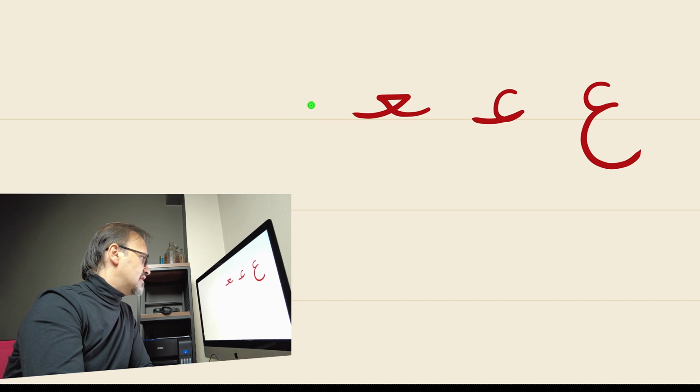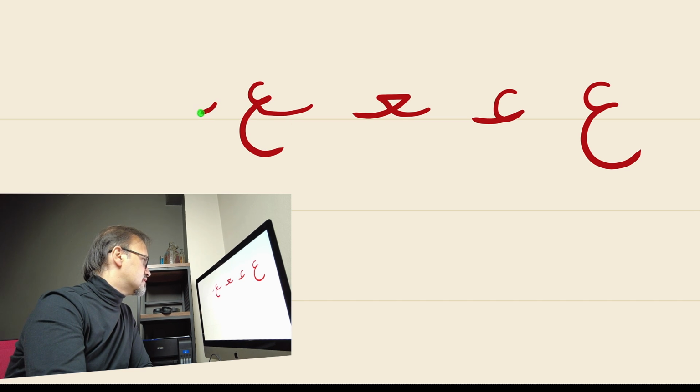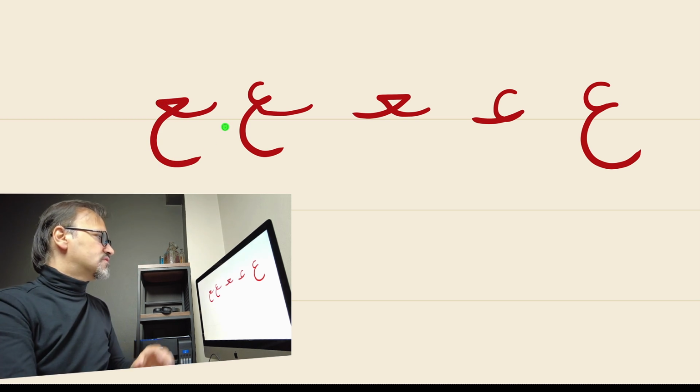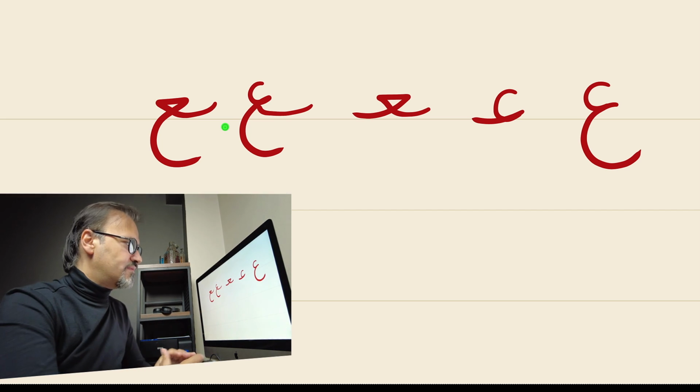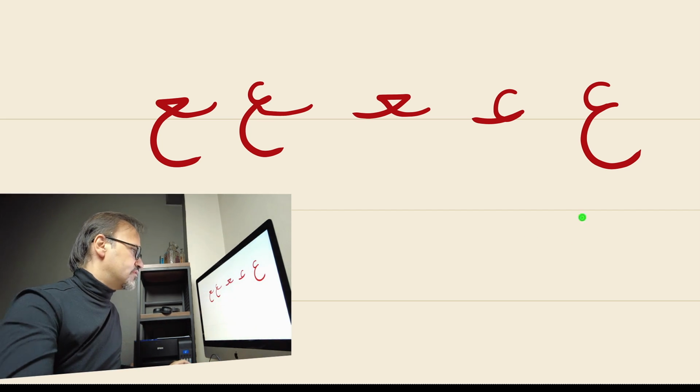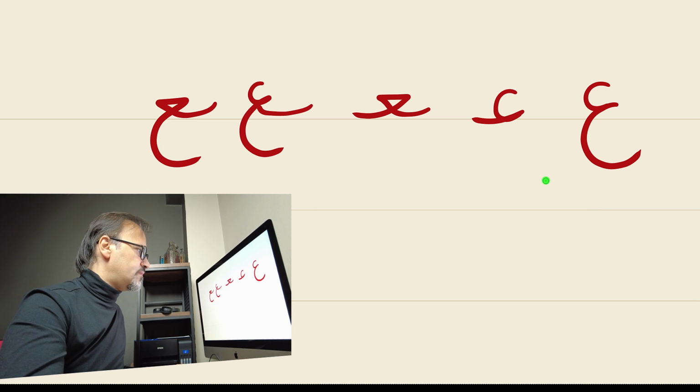And when it comes at the end, it's written either like this, or you can write it like this. Okay, so this is the letter Ain. Ain, okay? Now let's try to write some examples with this.